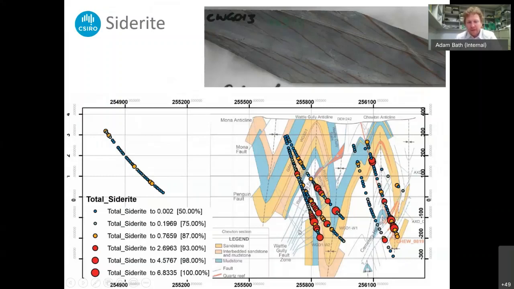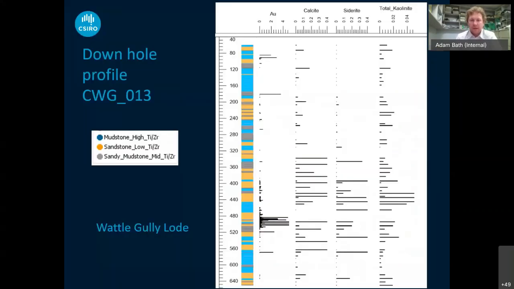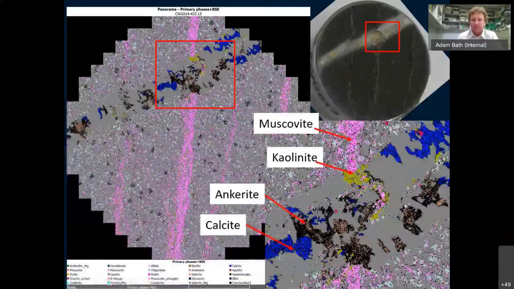As you can see, around the Wattle Gully lode, that's where most of the siderite sits. It's another very good zoning pattern. We can see the siderite, and some calcite that sits around it. There are also little bits of kaolinite. So the fluids, in parts of these systems, may be becoming a little bit acid, and they sit with some very interesting alteration assemblages, which we think also occur at about the same time as gold.